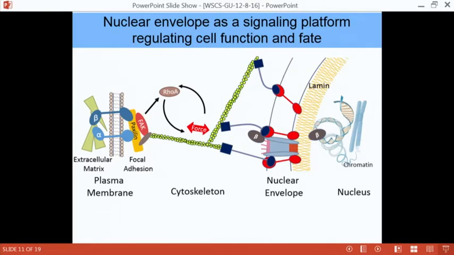And one of the things that I didn't show you, we also showed that in the absence of the lamin A/C network, LINC complexes still can exert forces on the chromatin and change the adipogenic commitment of mesenchymal stem cells.